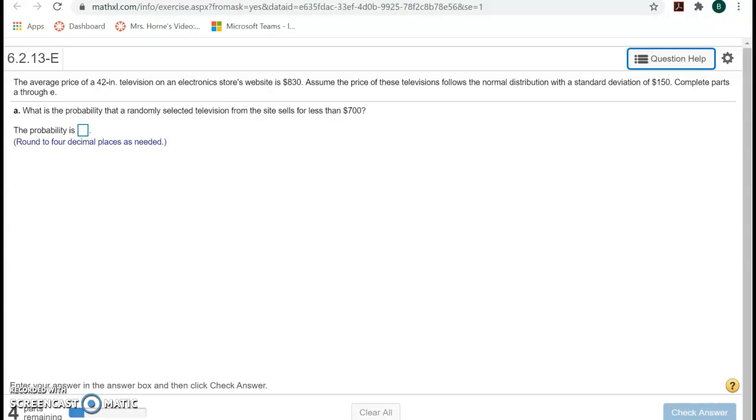Okay, in this problem, we're looking at a television and we have the average price and the standard deviation. What we want to do is find the probability that the television sells for less than 700. When we're doing probability, we want to get a z-score to tell us how many standard deviations 700 is away from the mean.